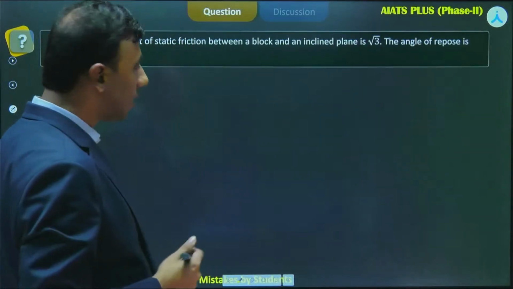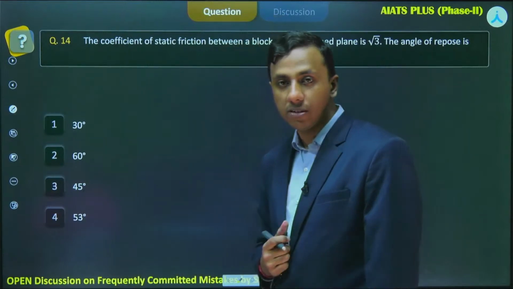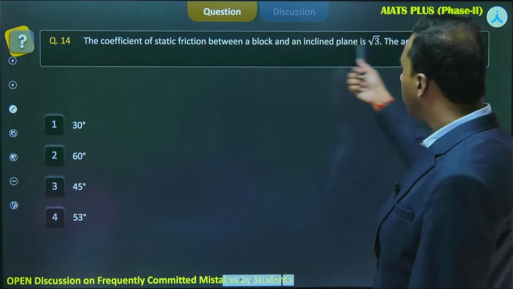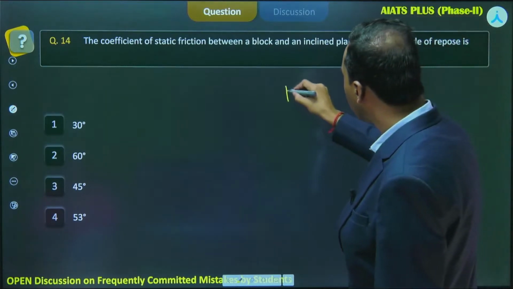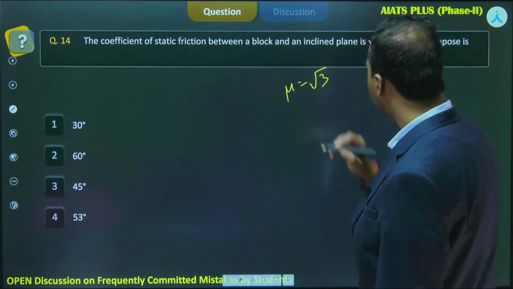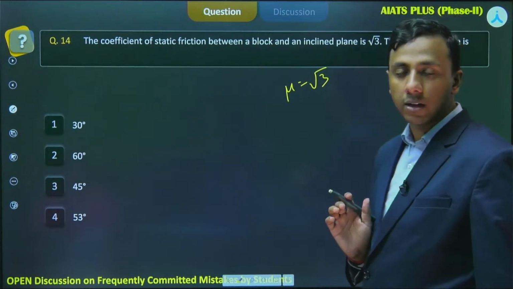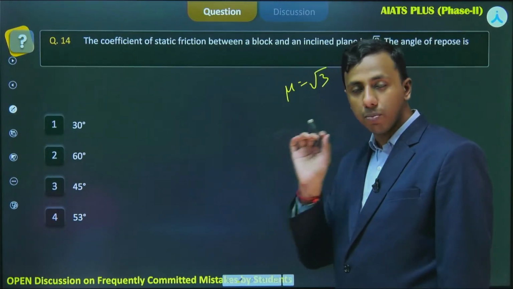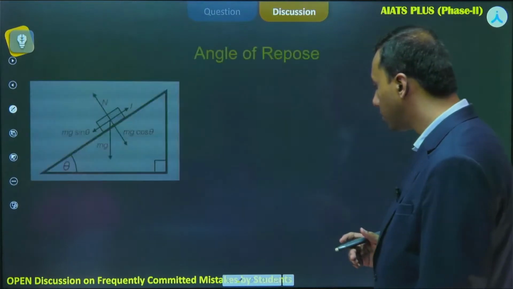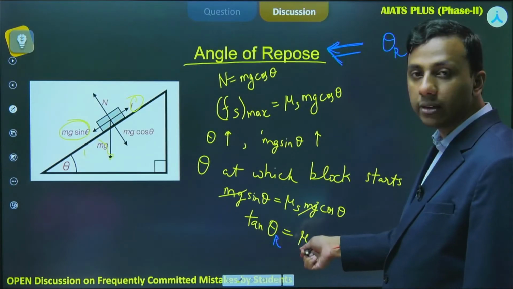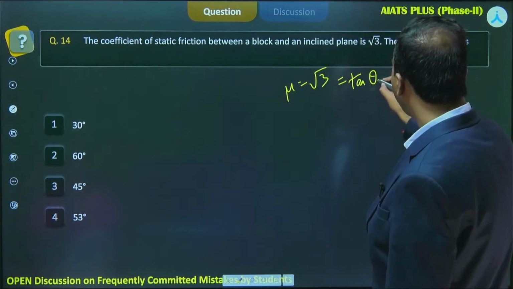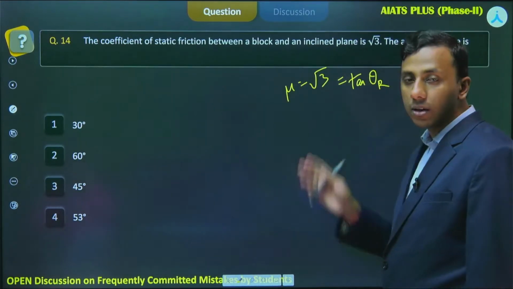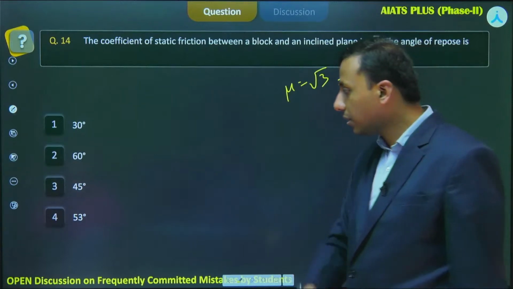Now see here, these are pretty oral questions you can do in a jiffy. The coefficient of static friction mu is given as √3. They are asking for the angle of repose. What was mu equal to? Just now we did, mu is equal to tan theta. So tan theta is equal to √3, where theta is your angle of repose. Tan theta equal to √3 means theta is 60 degrees.